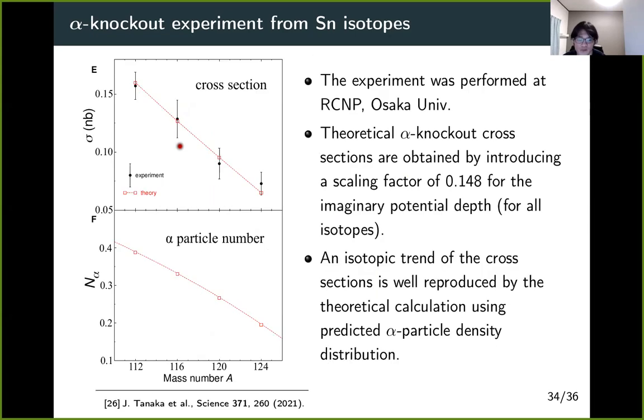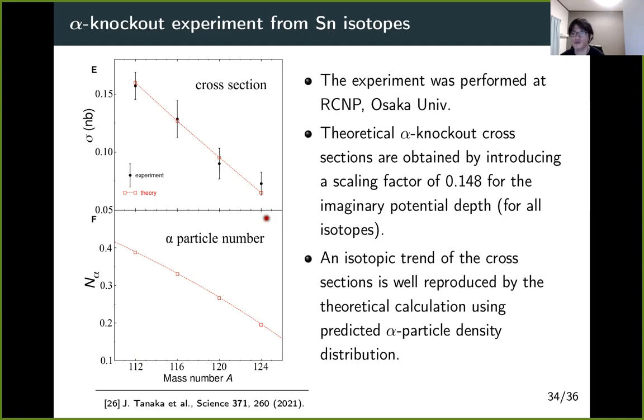You see the x-axis is the mass number, and this n alpha is nothing but the alpha particle numbers as Stefan Typel predicted in his paper in 2014. And in this experiment, we only took a look at isotopes from 112 to 124. The black dots are the experimental data, the experimental cross-section. And as you see, they decrease as we go to the neutron-rich side. And this red line is the theoretical cross-section.